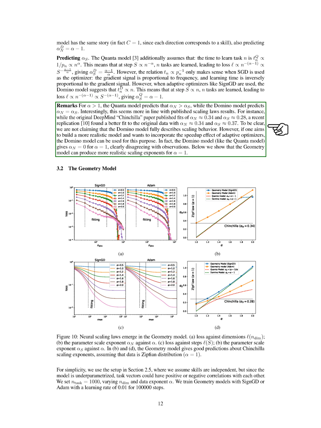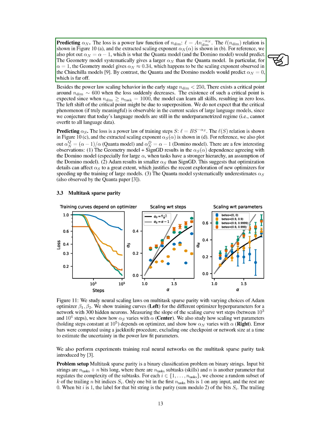We conduct experiments with various dimensions and data distributions, training the geometry models using different optimizers. For alpha_n, we find that the loss behaves as a power law in relation to the number of parameters, and the geometry model consistently predicts a larger alpha_n than the quanta model. Notably, for alpha equal to 1, the geometry model aligns with observed scaling exponents, while the quanta and domino models do not.